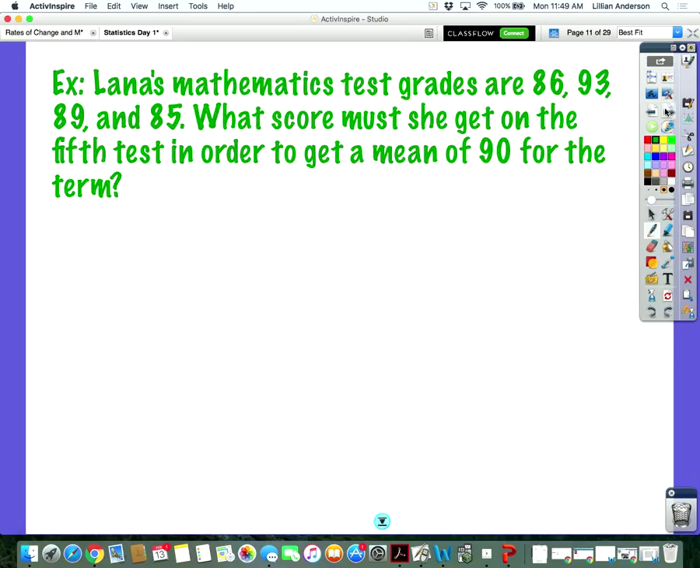This is a good old SAT type problem that I'm pretty sure you guys have seen in your lifetime. All right, I'm going to let you guys go ahead and do it.